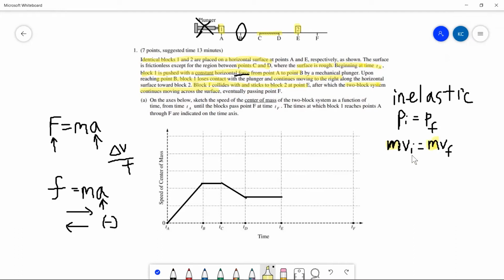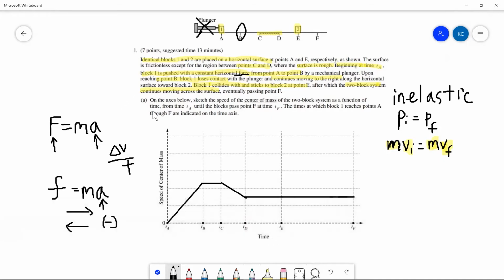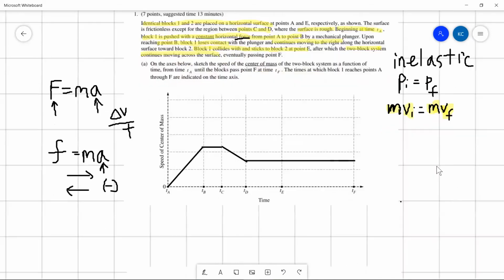But since momentum is conserved, that must mean the initial velocity will equal the final velocity. So in other words, our velocity won't change after and during the collision. So we can continue our line from earlier, as no speed is gained or lost. And that would be part A for the first question.